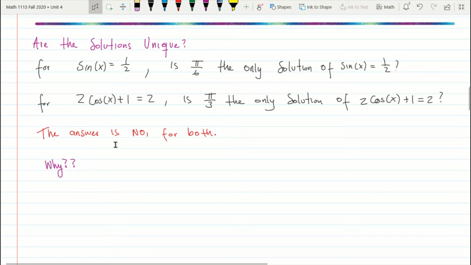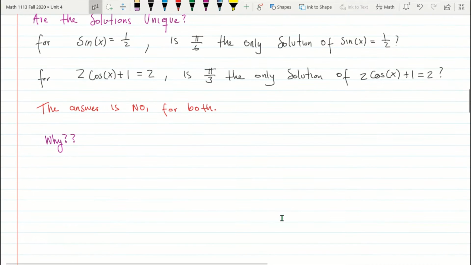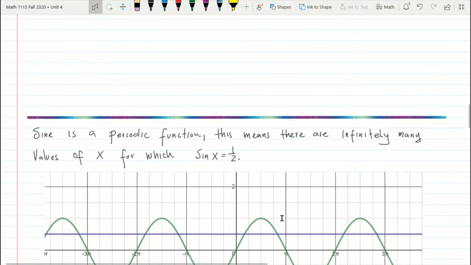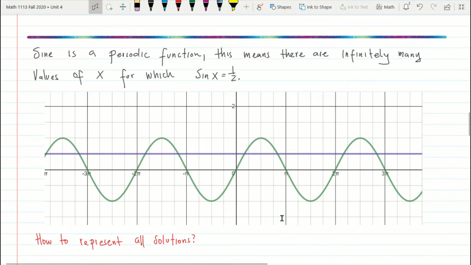And like I have here in the red, the answer is no for both examples. Those answers are not unique, or those are not the only answers. So what follows is to ask yourself why. Why is that not the case? Well, maybe you already have an idea as to what I'm about to say, right? Sine and cosine are both what we call periodic functions, right? They're a wave that goes up and down, and it goes on forever, all the way to the left and all the way to the right.